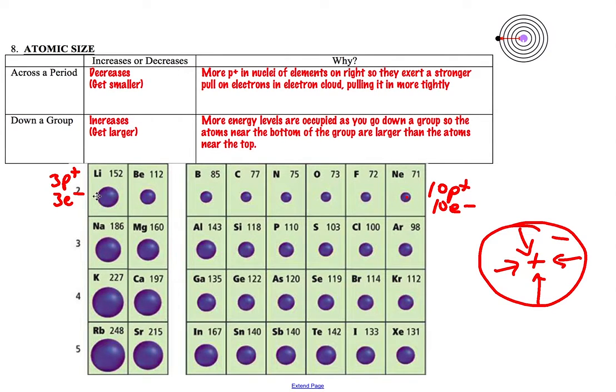As we go down, we add more energy levels. So this is group 2 of the periodic table, so they have 2 energy levels. This is group 3, 3 energy levels, and so forth. So there's more and more energy levels added, and the size gets larger.